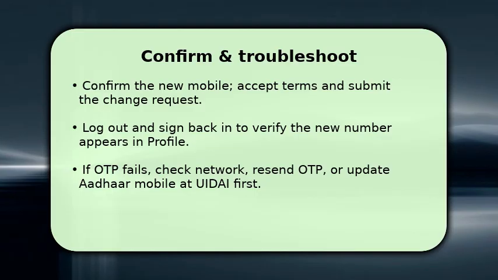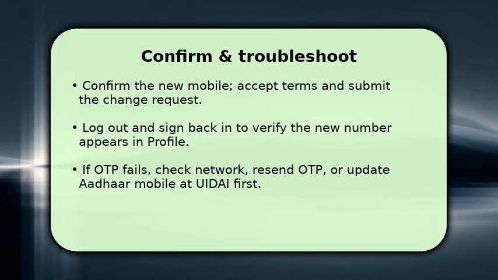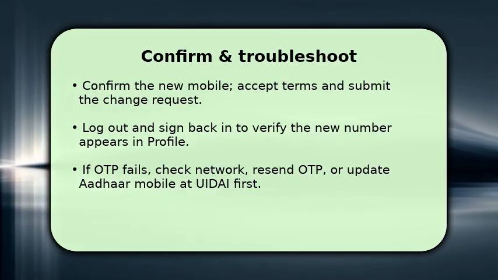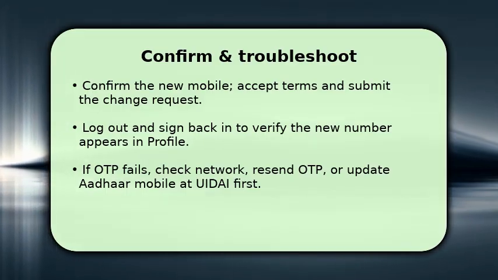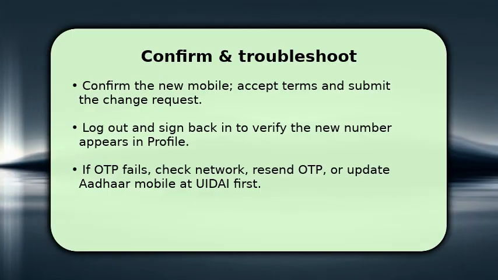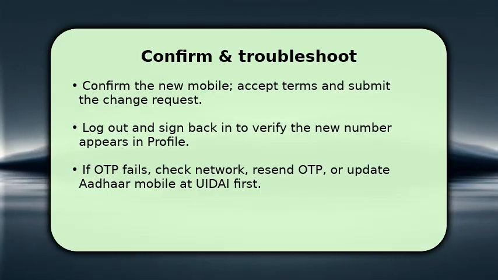If OTP never arrives or the new number isn't accepted, it usually means UID has a different number. Update your Aadhaar mobile at UID or contact Digilocker support. That single troubleshooting step resolves most issues.